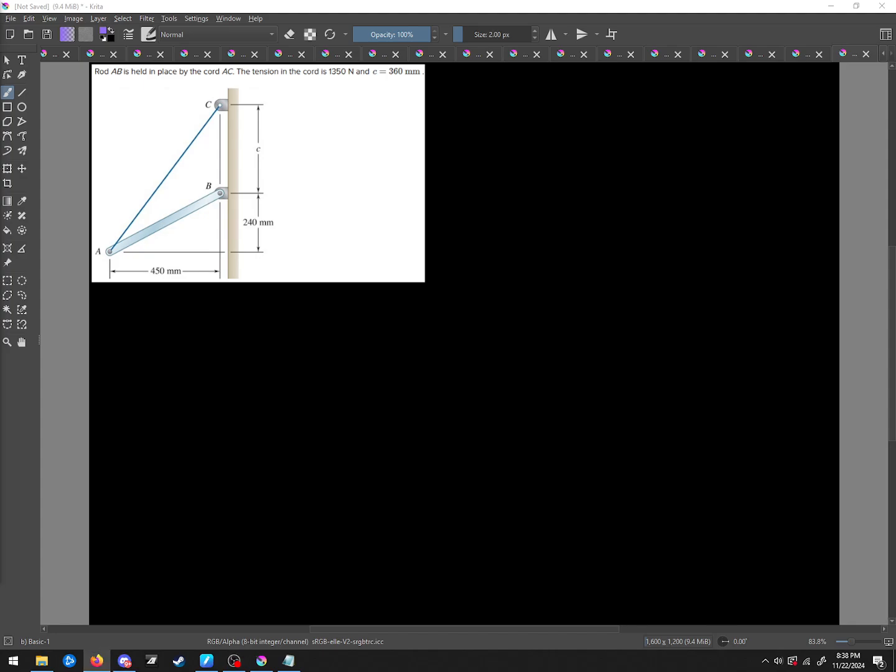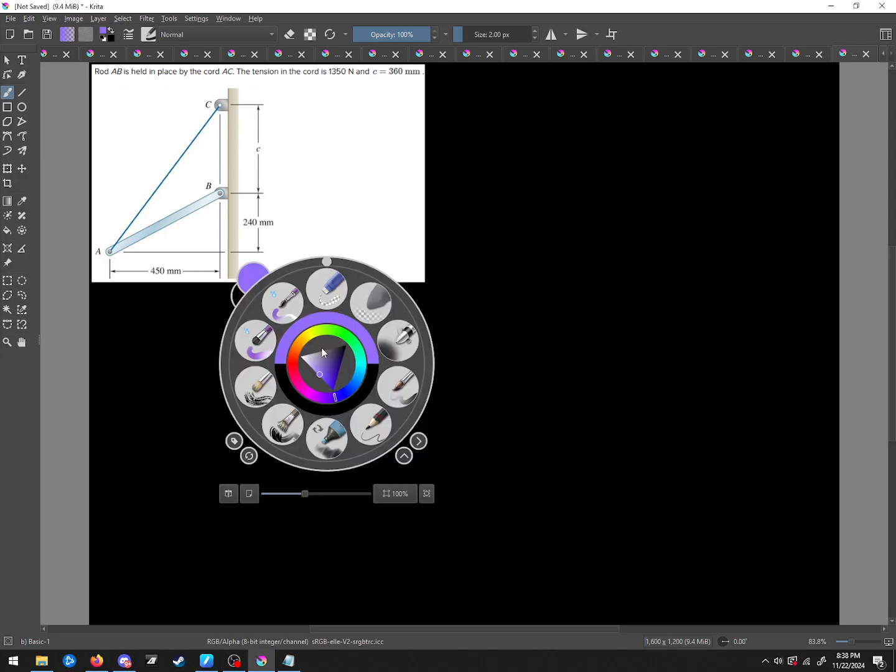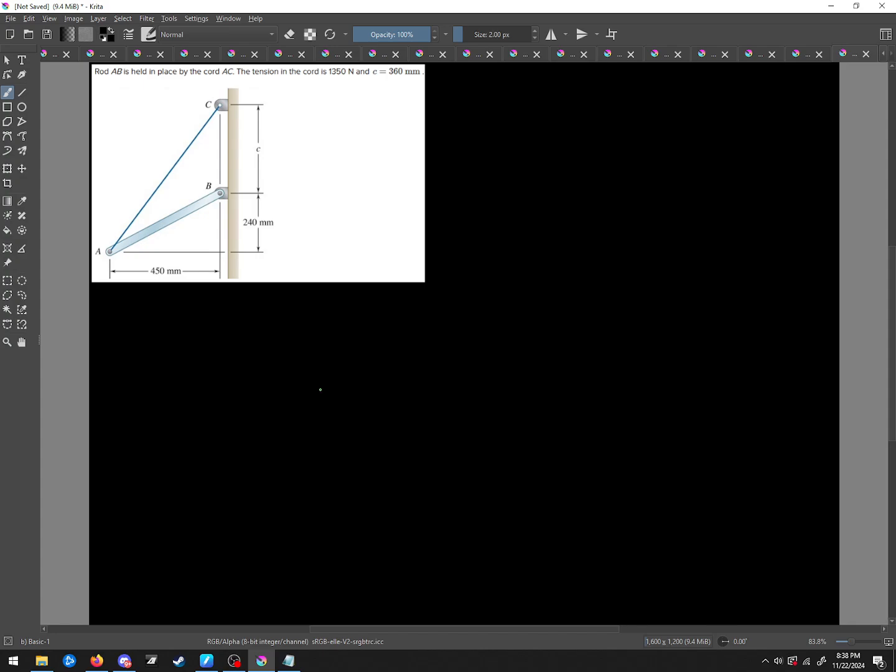So now we're asked to find the moment about B of the force applied at point A. So let's see what we have. Let's draw an FBD. That's always a physics teacher's favorite thing to see. So let's make all of the physics teachers and professors in the world happy.